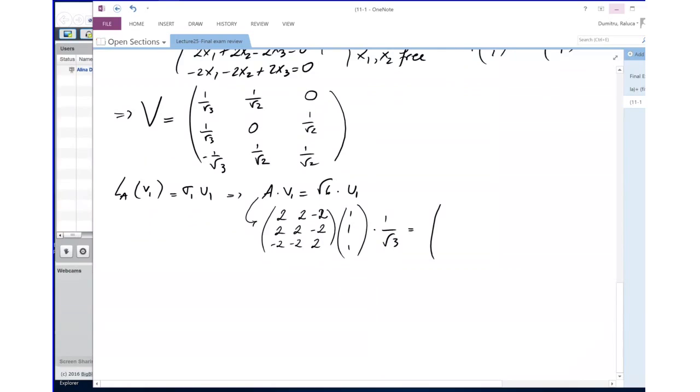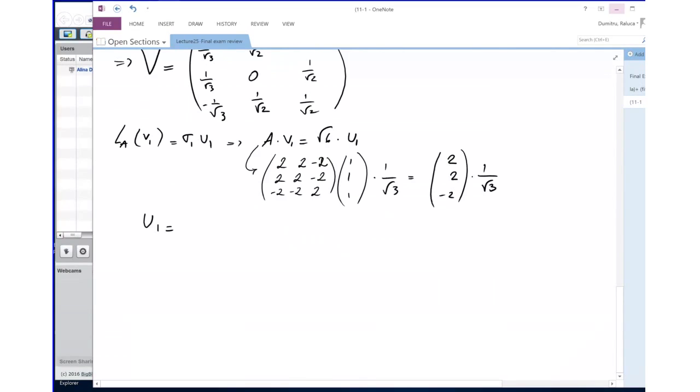Is it A times V1 or A star A times V1? No, it's T of V1, and T, our operator, is left multiplication by A, right? So it's just A, not A star A. That's a good point. Now we're going back to the operator in the SVD theorem. So 2 plus 2 minus 2. So U1 is 1 over the square root of 6 times all that. So 1 over 3 square root of 2, 2, negative 2. So basically square root of 2 over 3, 1, negative 1.